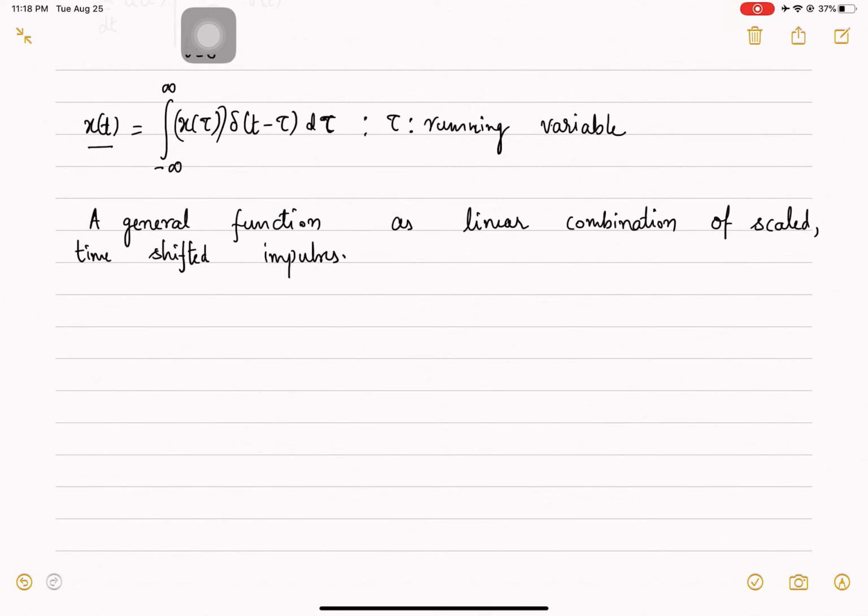So that's about it. There is a one-to-one relation here. Any general discrete sequence can be expressed as a linear combination of scaled time shifted unit sample functions, and the same thing goes for continuous time functions. Let's stop here, and we'll continue from here in the next session.